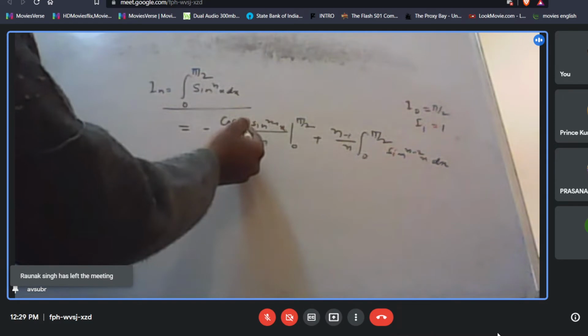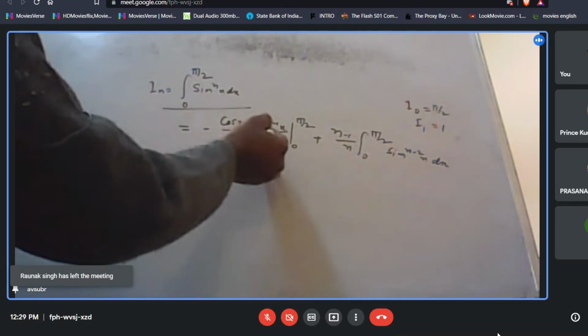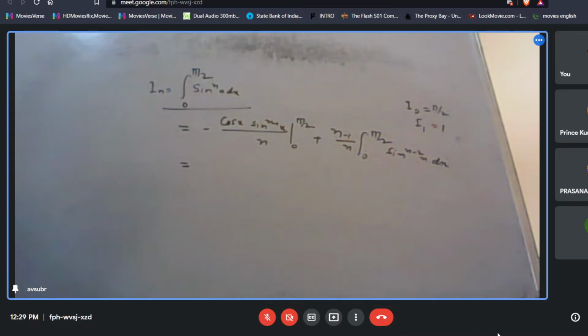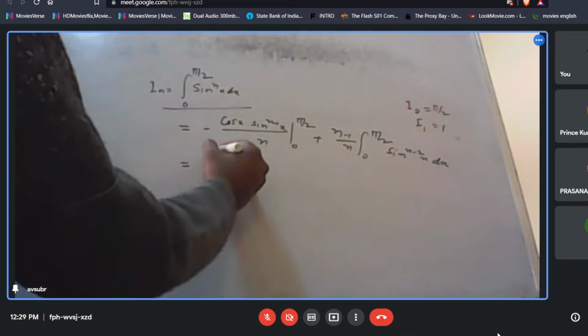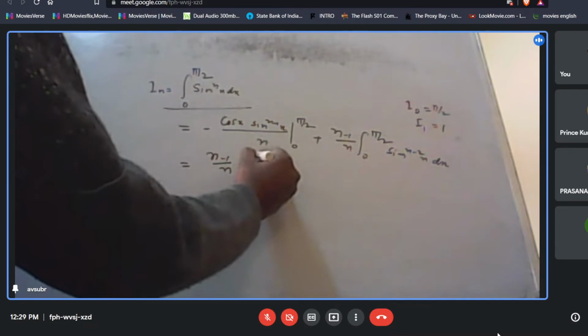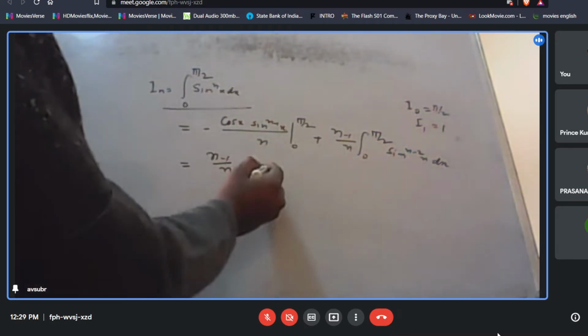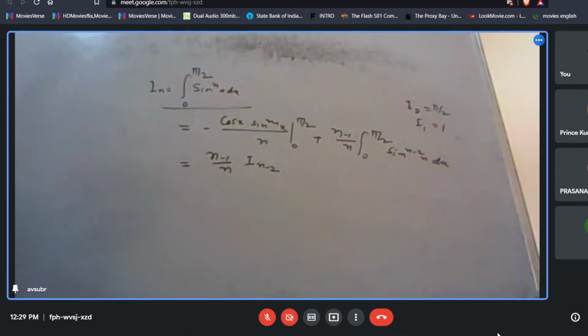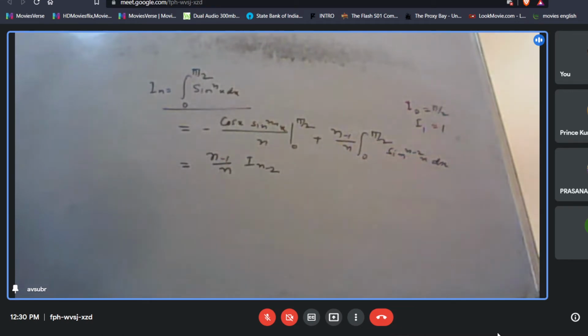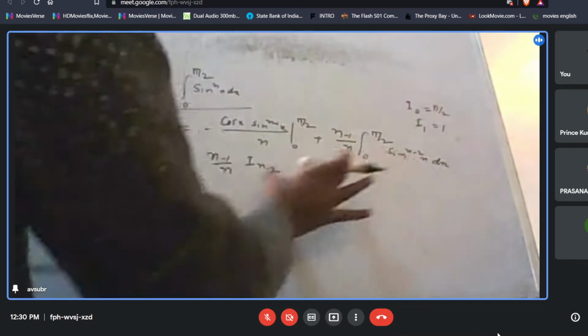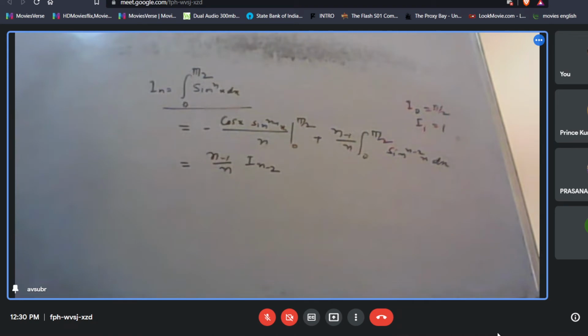Here cos pi by 2 is there, which is multiplying, so it is 0. And sine 0 is 0. Is it or not? Yes, sir. So this whole thing will become 0. We will get (n minus 1) by n, and n minus 2 means the power is reduced by 2. So that is what I am depicting here. The same thing I have depicted like this. Is it okay? Yes, sir.